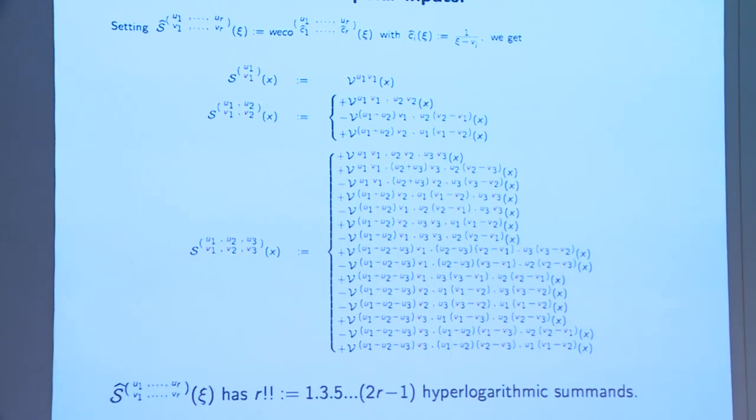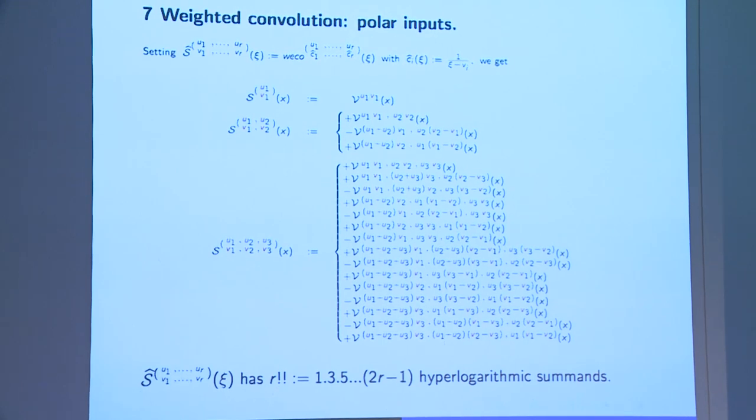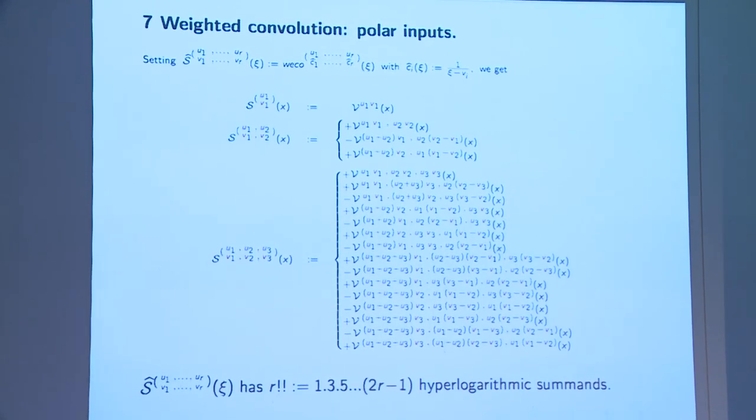When we consider a weighted convolution with the simplest possible inputs, ordinary simple poles, what we get is far from simple. Depending on how I wrote here the first for the depths 1, 2, and 3, we get a number of terms. We can express everything in terms of a superposition of hyperlogarithms. In total, there are quite a lot of them. The so-called odd factorial: 1 times 3 times 5 times etc. to r minus 1.